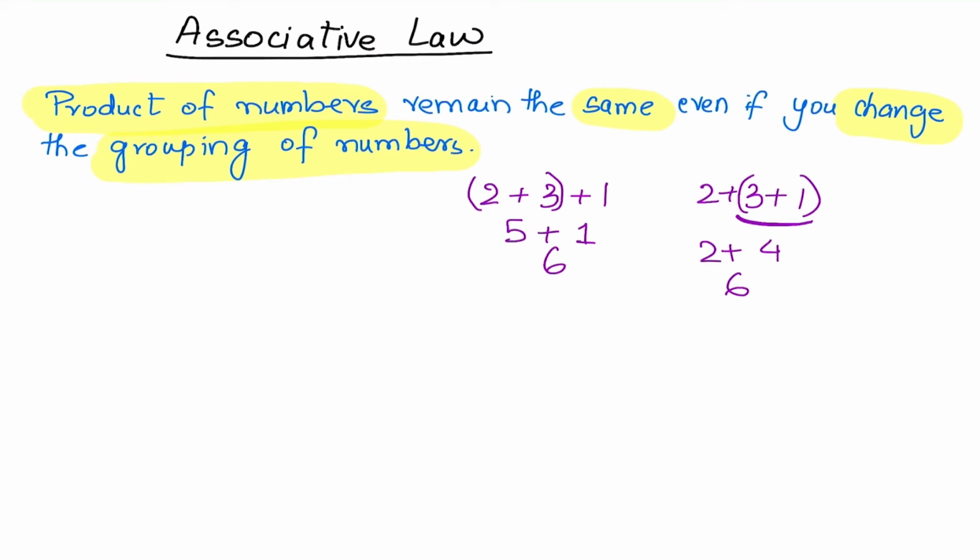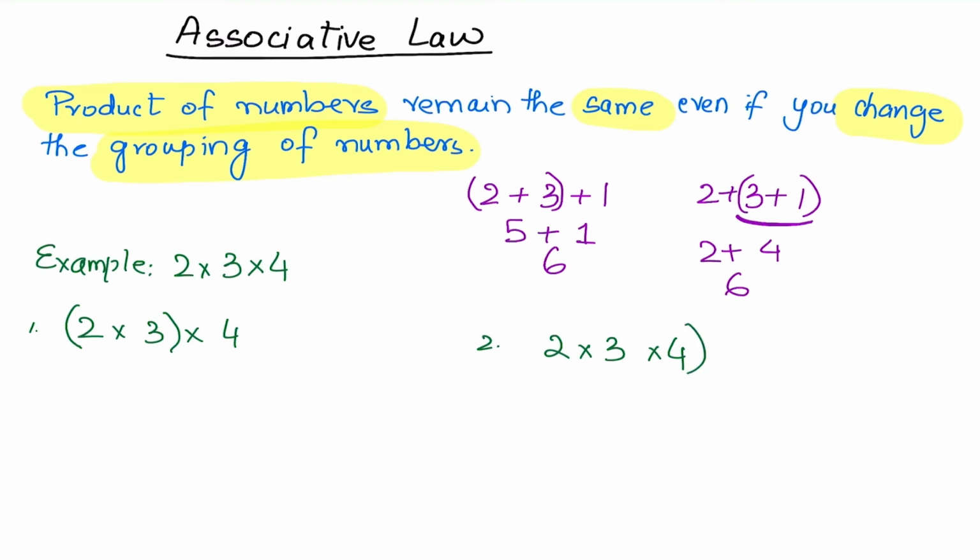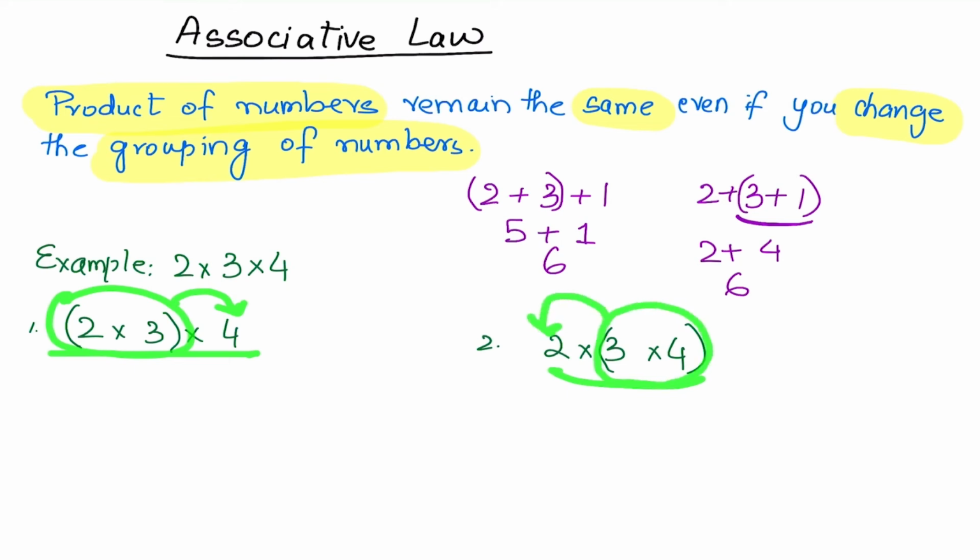So consider the multiplication of 3 numbers, 2 times 3 times 4. Now there are 2 ways to multiply all these numbers. You can write 2 times 3 times 4. And in the first method, you can group 2 times 3. And in the second method, you can group 3 and 4 together. In this one, you will solve 2 times 3 first, and the result will be multiplied to 4. Here, you will multiply 3 times 4, and then you will multiply the result to 2.